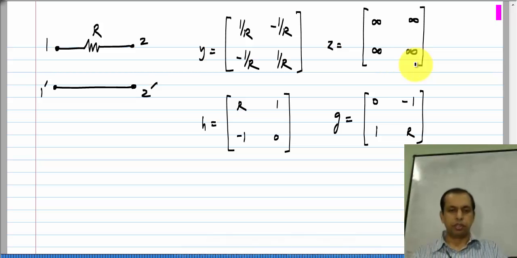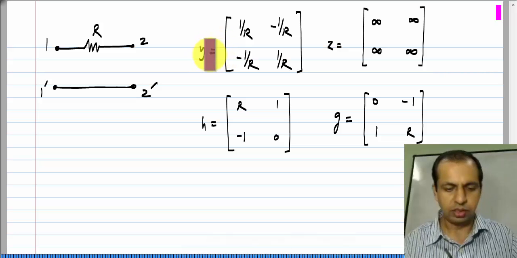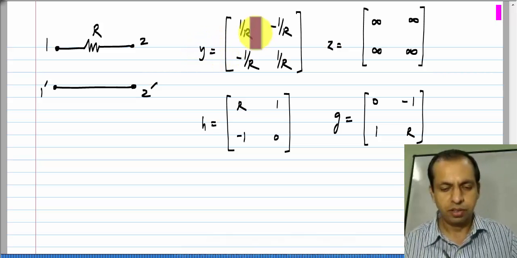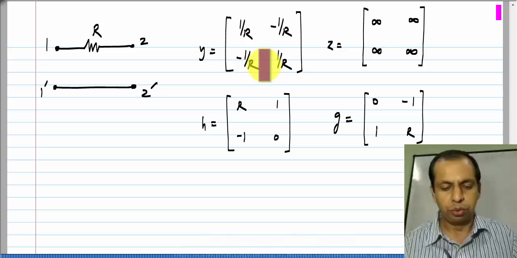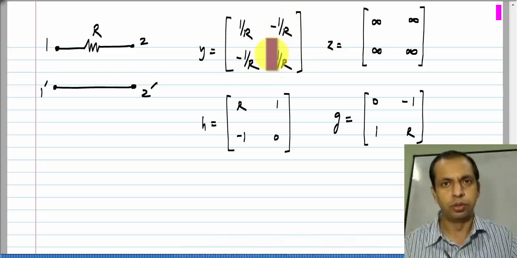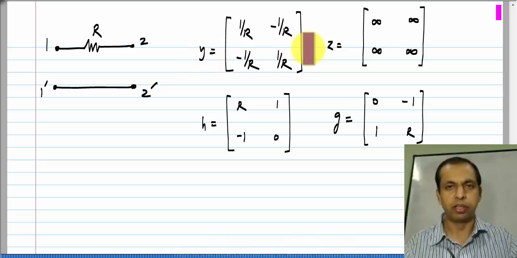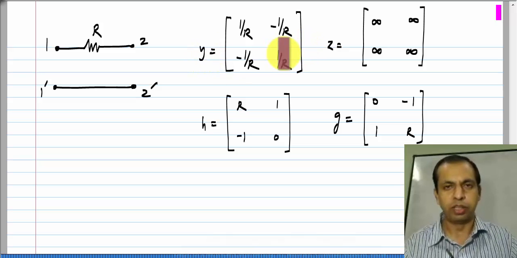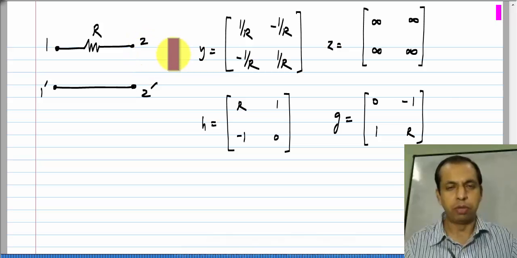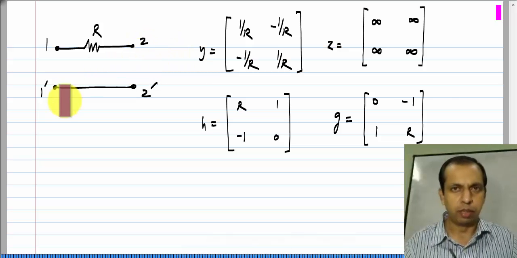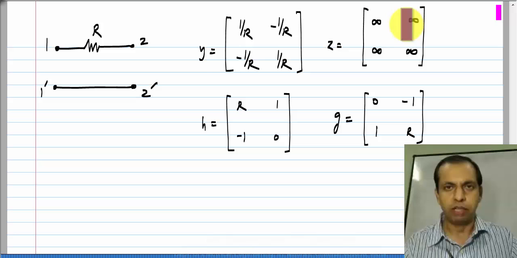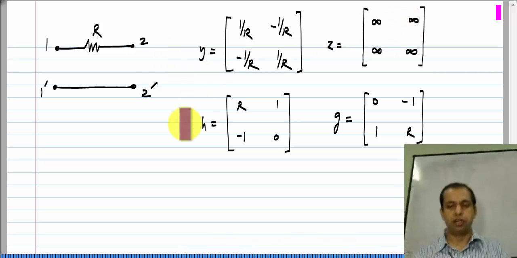So, now you can also see that this y matrix has 2 rows which are dependent. The second row is simply the negative of the first row. So, you know that this cannot be inverted. Okay. This is one way to think about it. The other way is that if you apply a current here with the other port open circuited, you will only get infinite voltages because there is no path for the current to flow.